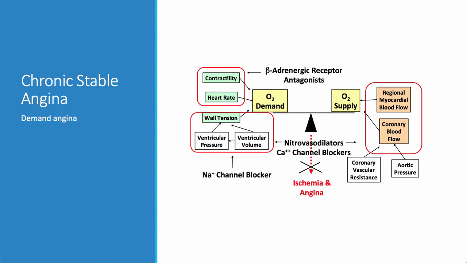We can also use antihypertensives, vasodilators. Those things will also affect the demand side of the curve. Okay? So when we have somebody with chronic stable angina, we can give them nitrates for use when they're about to do something that they know is going to cause them chest pain.